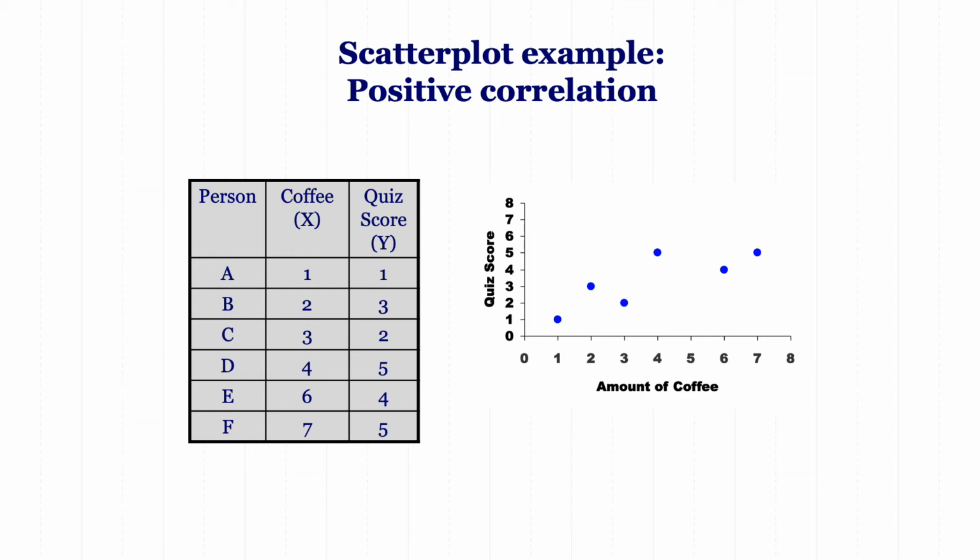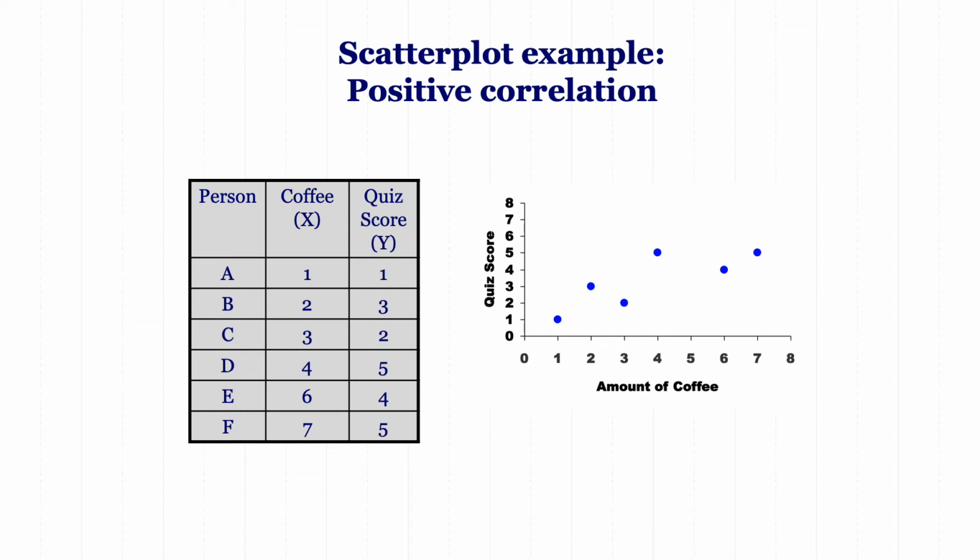The point that I want you to really notice here is that each person is only getting one dot, okay? The way that we find their dot is by using their scores for coffee and quiz score together. But they're only getting one dot, and that's where people mess up the most on the scatter plot, is they try to give people multiple dots, and it just does not work out that way. Each person only gets one dot here.